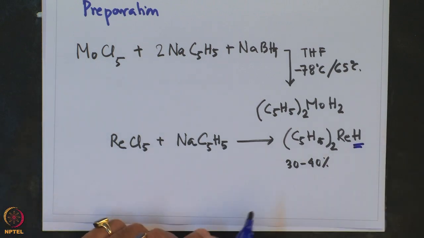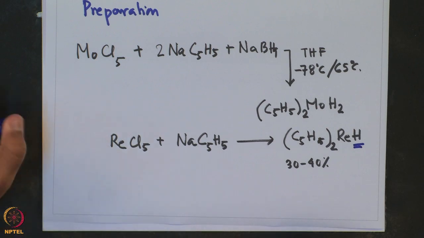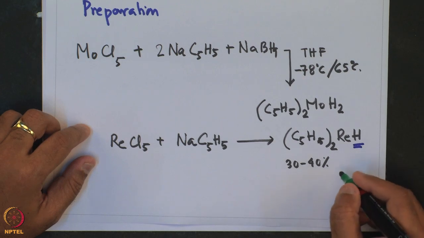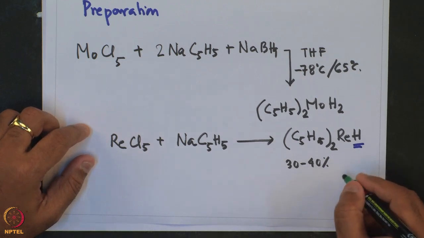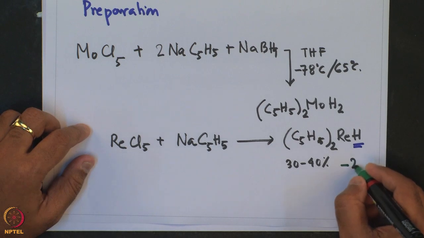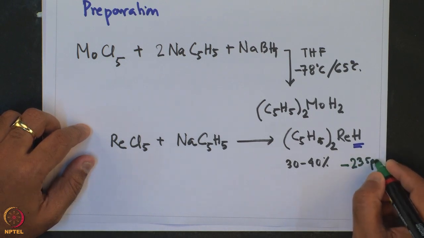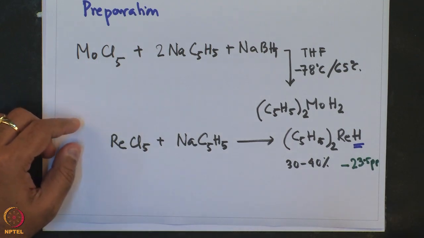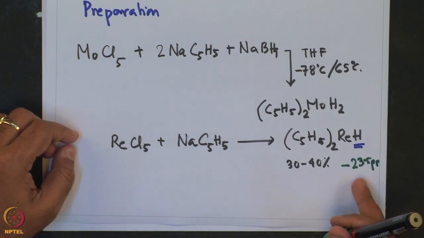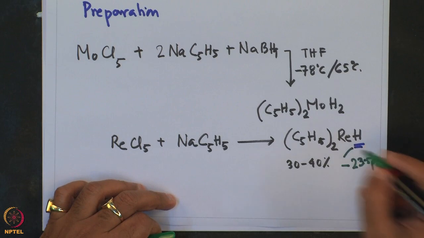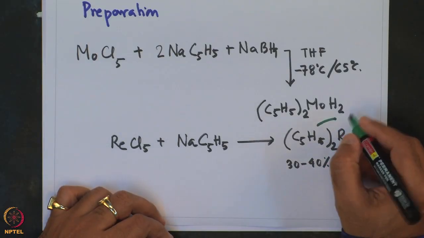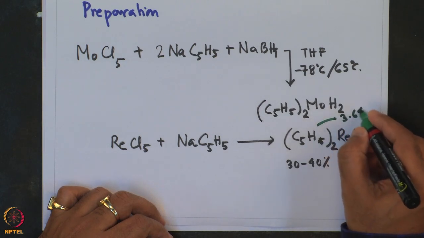moiety has been characterized in proton NMR, where the rhenium hydride appears at minus 23.5 ppm. So, this metal hydride appears in a highly upfield region, at minus 23.5 ppm, whereas the 5 protons of the C5H5 appear at 3.64 ppm.